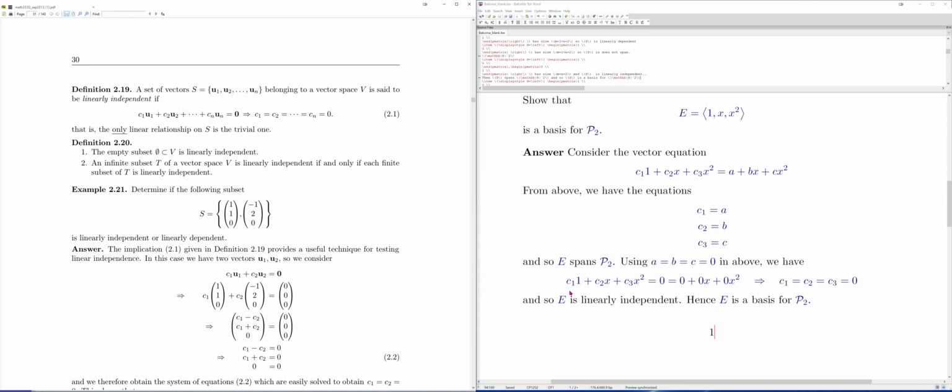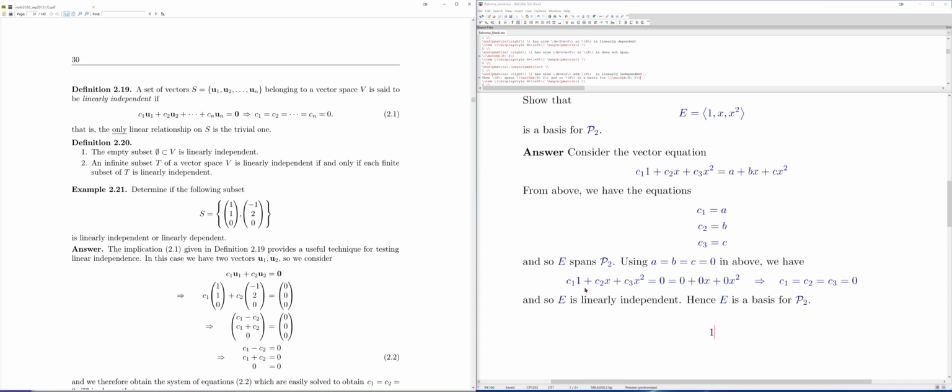Right, so the 1, x, and x squared, you set up your vector equation, you have 0 on your right hand side, and the 0 vector in this case is the 0 polynomial, and the 0 polynomial is just 0, right? Or you could also think of your 0 polynomial in this case, because we're in P2, as 0 for the constant term, 0 for the term in x, and 0 for the term in x squared, right?